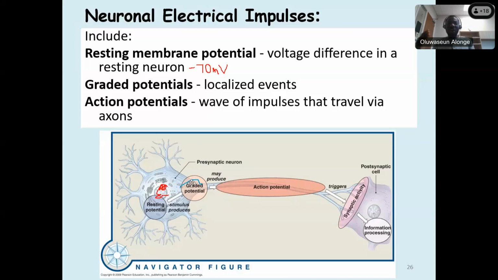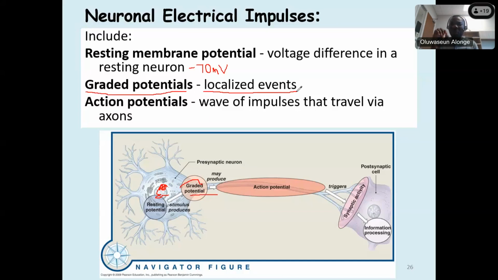And I told you that it's not all stimuli that generate an action. So since it's not all stimuli that generate an action, there will be some stimuli that will initiate a response. I mean, that will generate an impulse, but the impulse is not enough to cause an action to happen. All right. At that point, we say that a graded potential has been initiated. So graded potential. Another name for graded potential is localized potential or localized event.